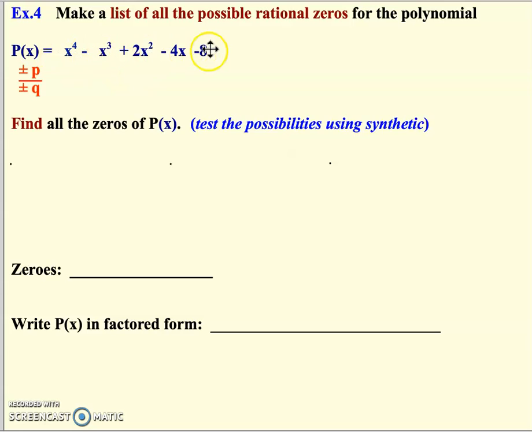So again, now a much bigger list, right? Not quadratic and not 4 terms, so I don't really have a good method. 5 terms, and no good method, so I have to start testing. So all the factors of 8 over all the factors of 1, the lead coefficient. So 1, 2, 4, and 8 are the factors of 8 over 1.